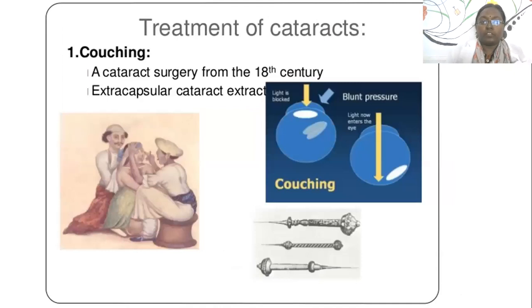Treatment of cataract. Initially, in early days, around the 18th century, they used to do couching for cataract, where a small sharp instrument is used to push the lens back into the vitreous.